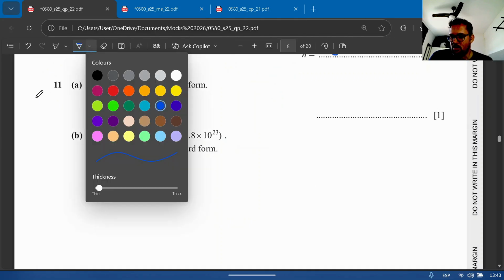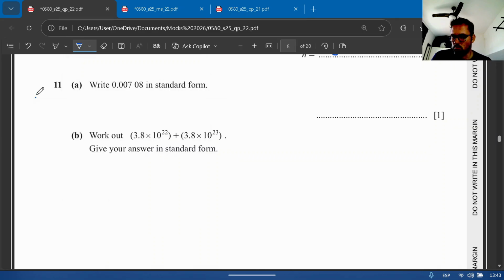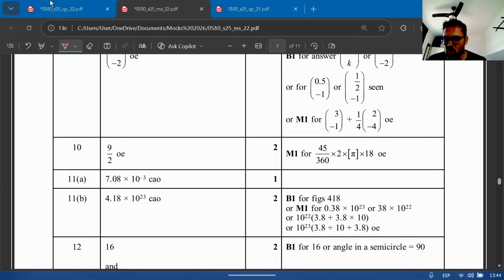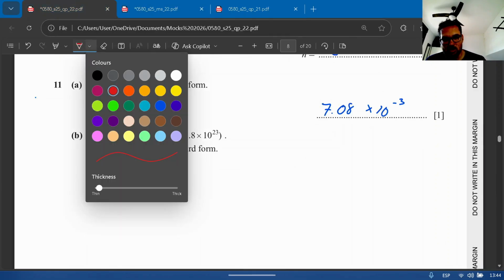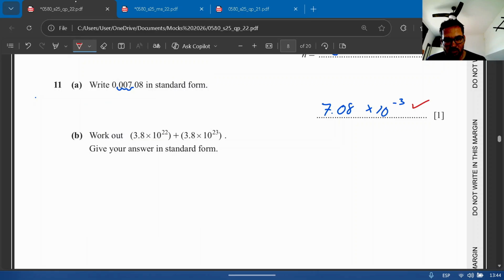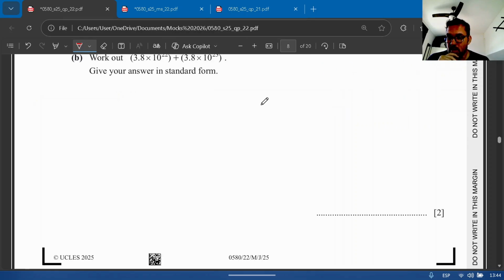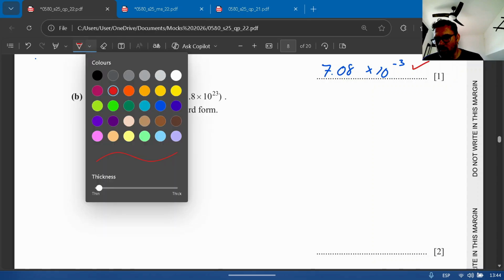Question 11, standard form. Remember standard form, the first number is always from 1 to 9. So you move the decimal point 1, 2, 3 spaces to just after the 7, which gives us 7.08 times 10. And because it's a small number, the power is -3. Correct answer only, so you cannot write anything else. It has to be that. Remember, if the decimal point is not after the first digit, it is not in standard form. So that's the only answer that's correct. There are no other correct answers here. Next one, we need to work out adding them together.